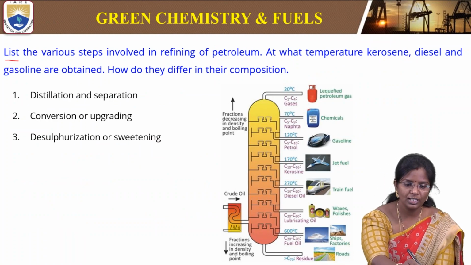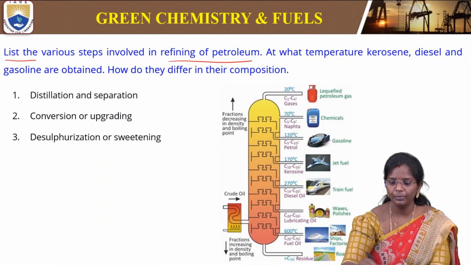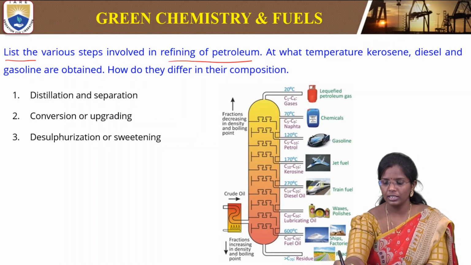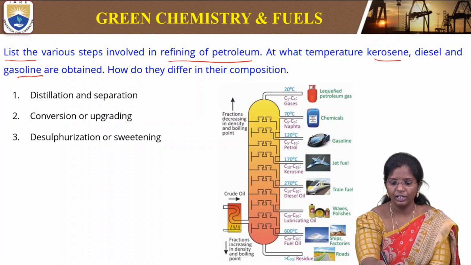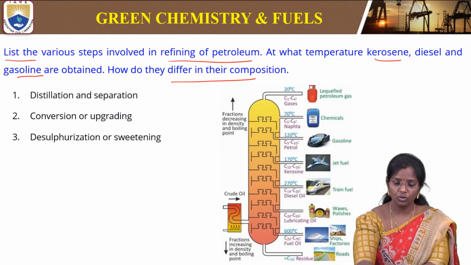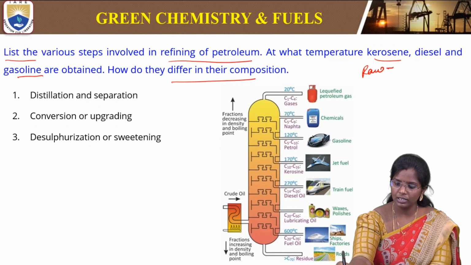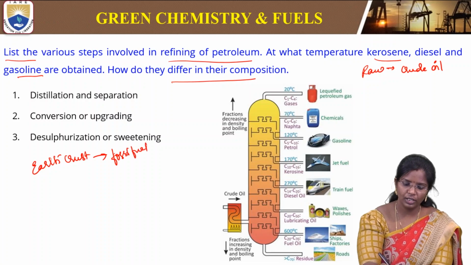The next question is: list the various steps involved in the refining of petroleum. At what temperature are kerosene, diesel and gasoline obtained? How do they differ in their composition? If you see here, there is some processing. The crude oil is what we obtain from the earth's crust, from the fossil fuels. That is the crude oil.